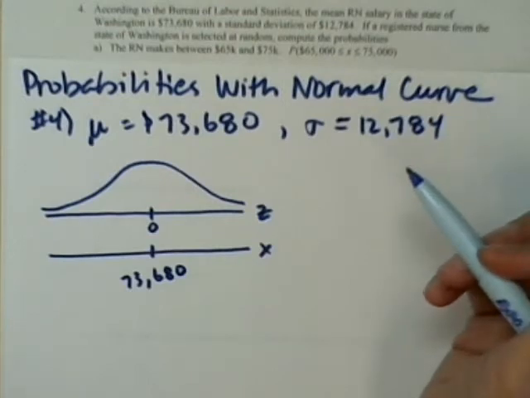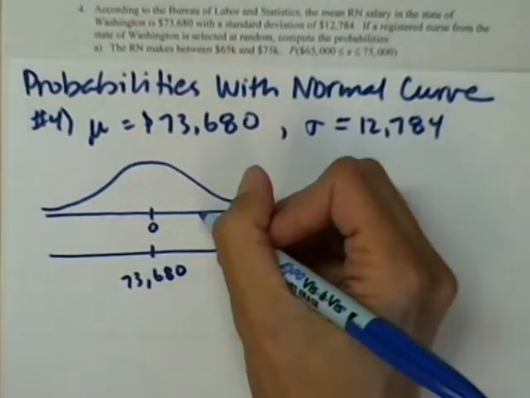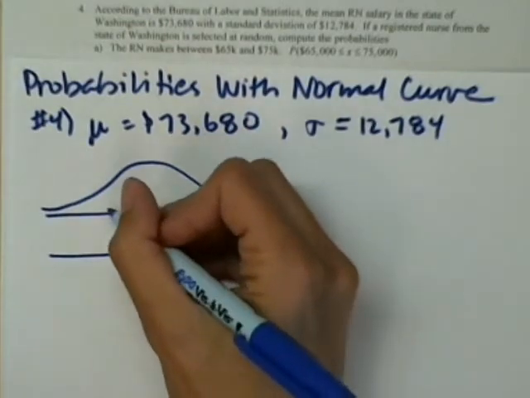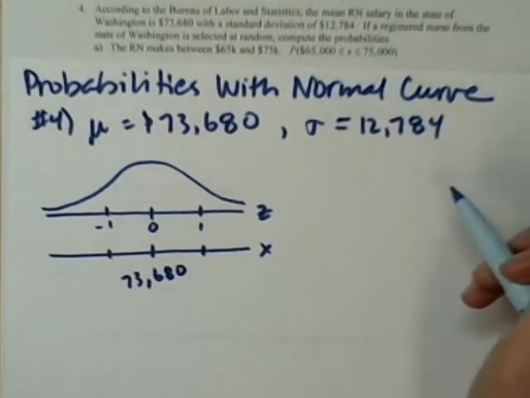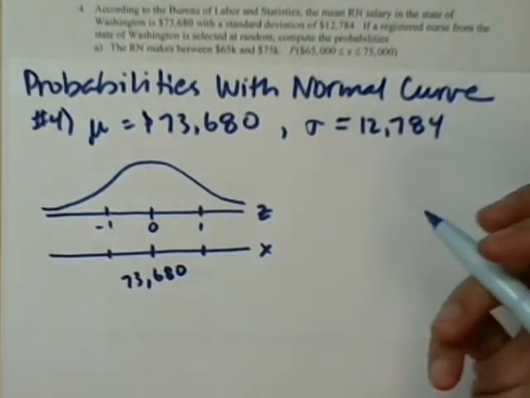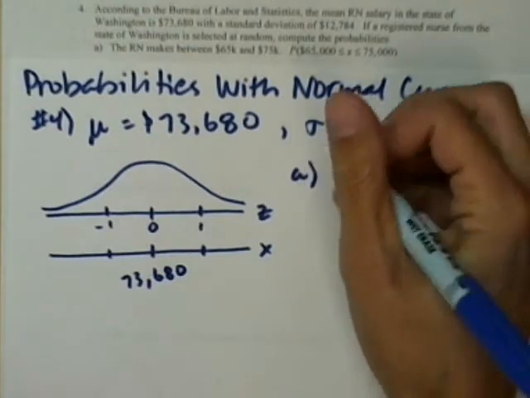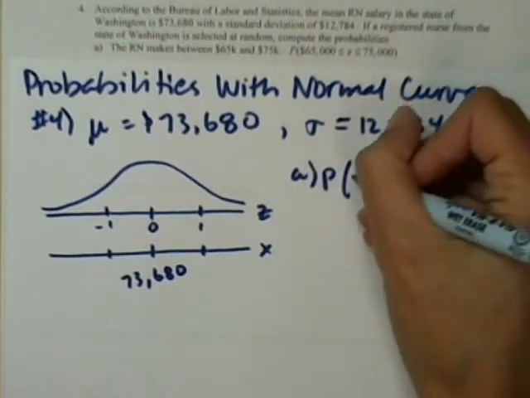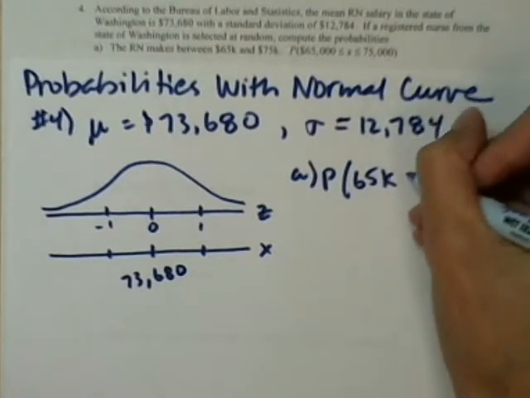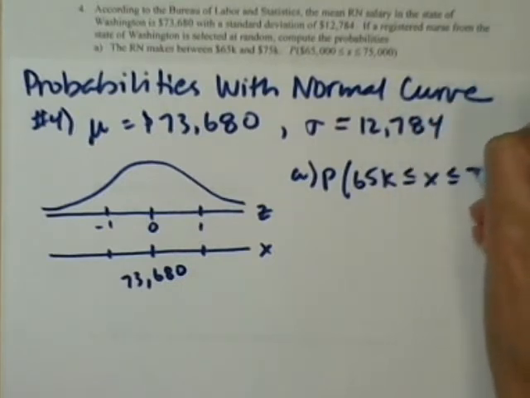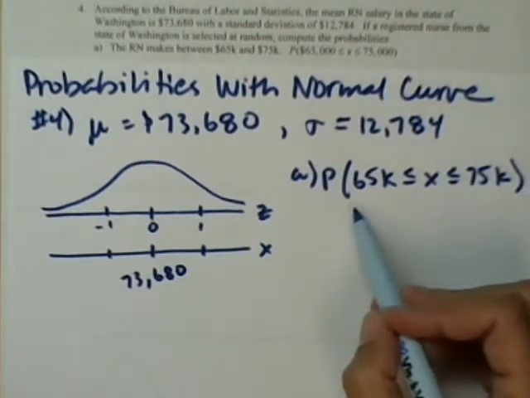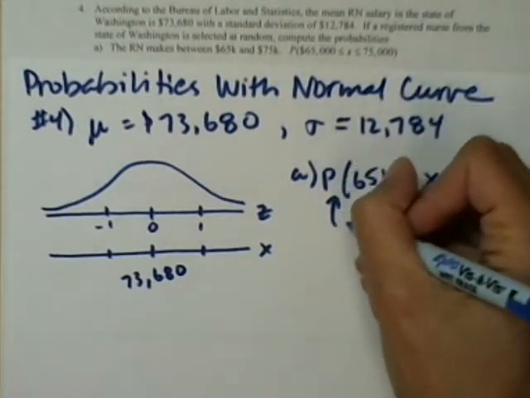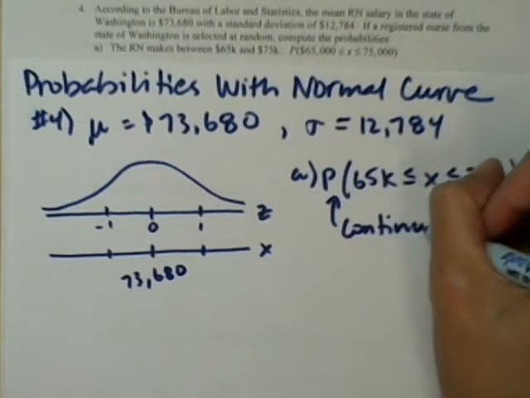So this is what my initial setup looks like. The 12,784 would give me 1 standard deviation above, and then 1 standard deviation below if I subtracted it. Okay, so that's the setup. The first question, part A, is looking for the probability that the salary of this randomly selected person is between 65,000 and 75,000. In the last video, we looked at binomial probabilities because we were counting things and that was discrete, but salary is a continuous variable.